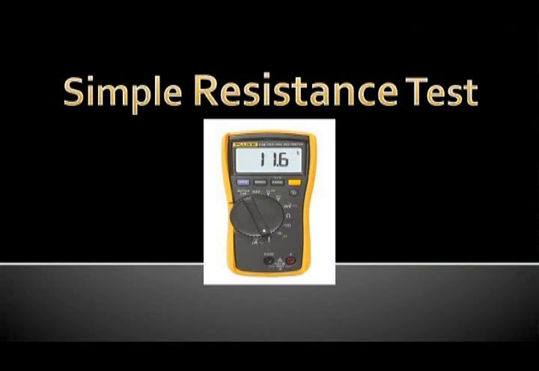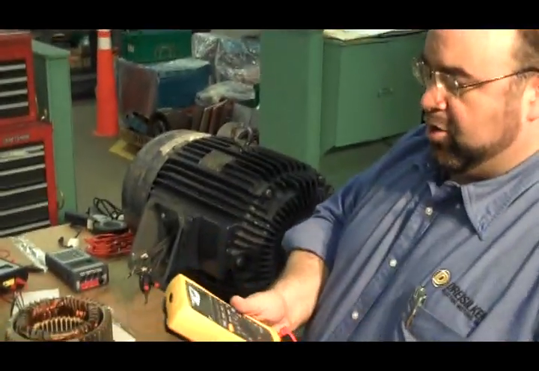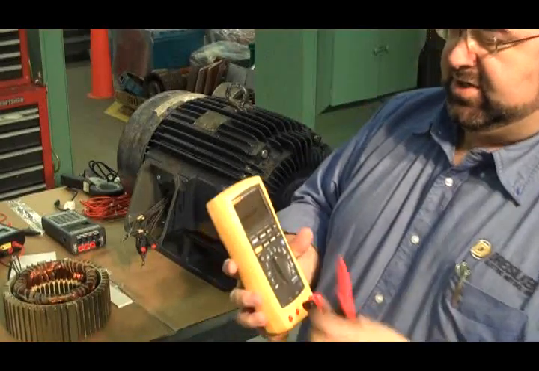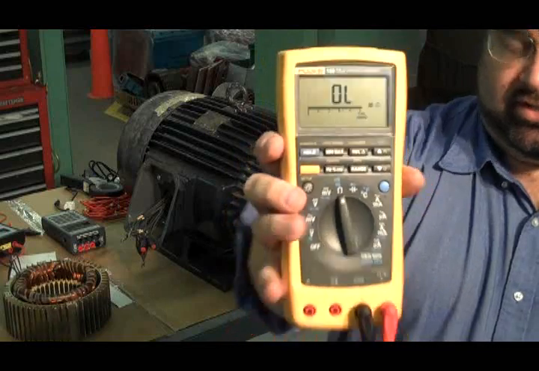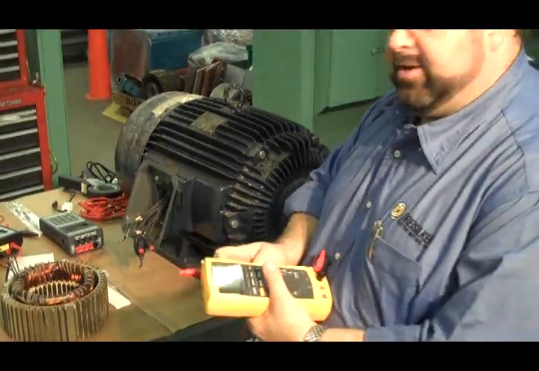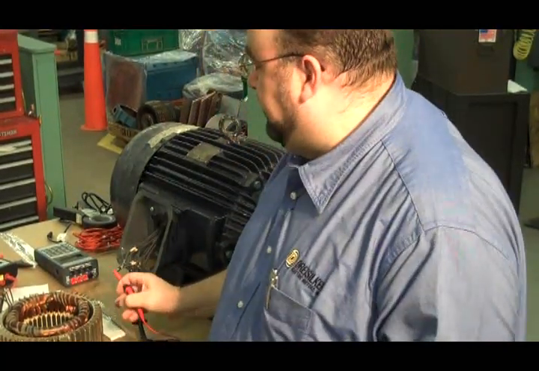Okay, so we'll start out by doing a simple resistance test and a simple insulation resistance test. In this case, we have a simple machine here of about 30 horsepower, and this machine we're going to do a DC resistance test. Here the instrument's set up to show me resistance, and I'm going to do the typical testing. The typical testing is, say, from A to B.